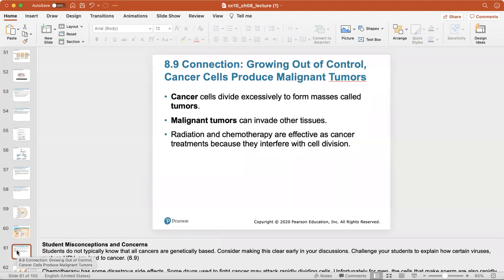Cancer cells will divide excessively to form masses called tumors. Malignant tumors, which are cancerous, can divide and invade other tissues, and radiation and chemotherapy are very effective as cancer treatments because they interfere and try to stop the cell division of those cancer cells.